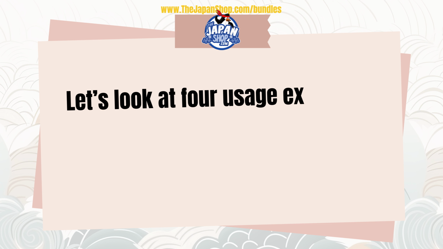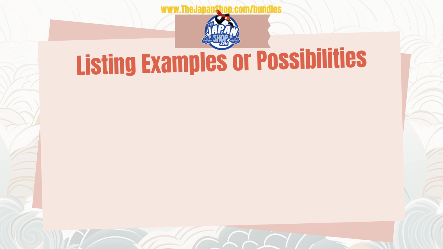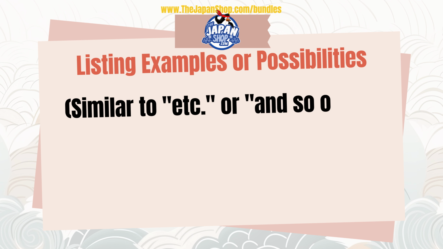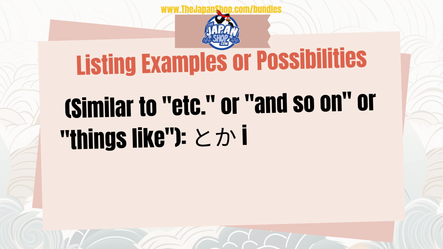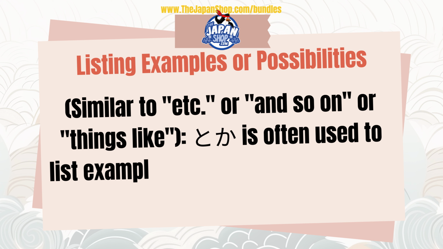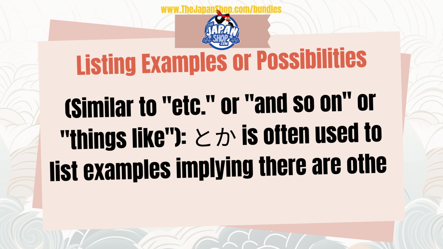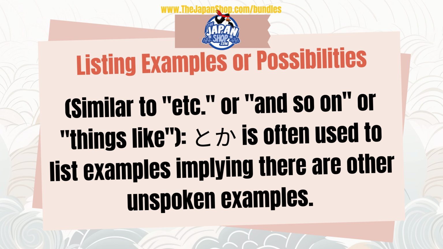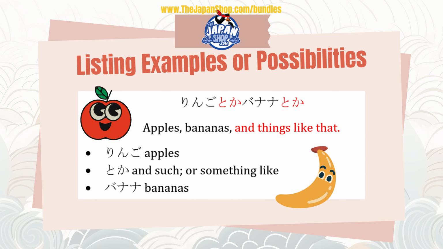Let's look at 4 usage examples. Listing examples or possibilities. Similar to etc. or and so on or things like. Toka is often used to list examples implying there are other unspoken examples. りんごとかバナナとか Apples, bananas, and things like that.